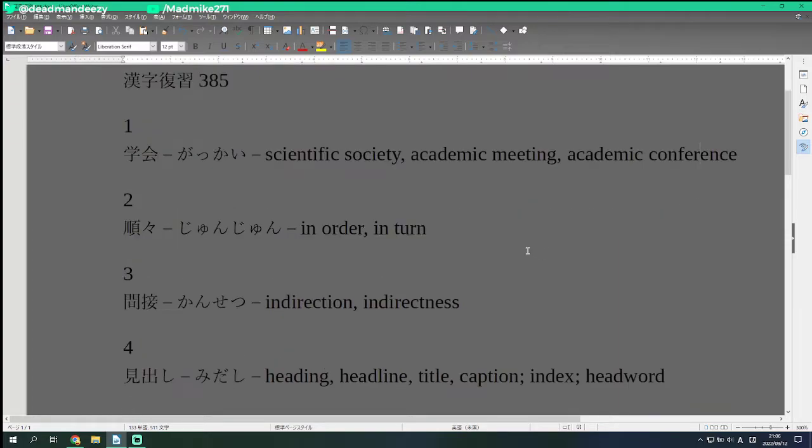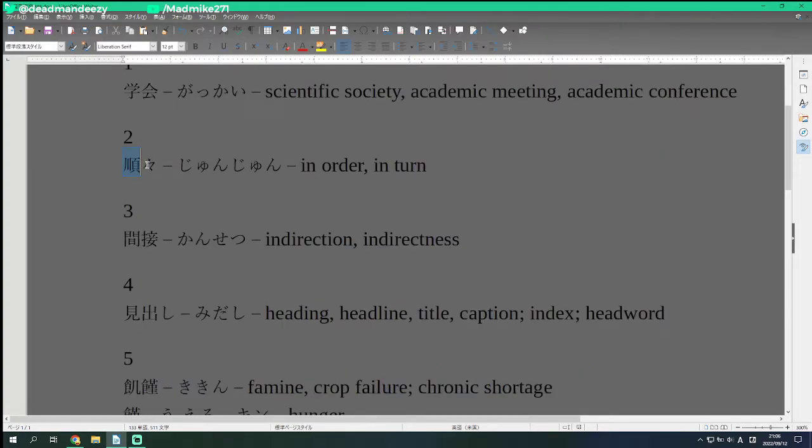Number 2 is junjun, with our kanji for order repeated with our ditto sign. Order, or in turn, or by order. Junjun is in turn or by order. Junjun desu. Junjun desu. In order or by turn. Junjun is in order or by turn.